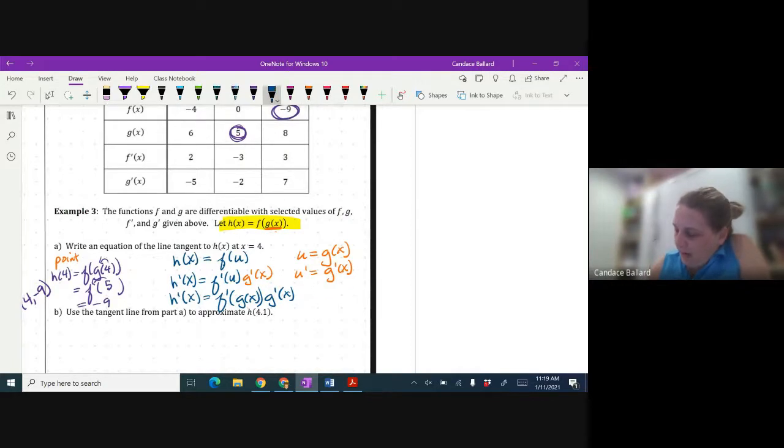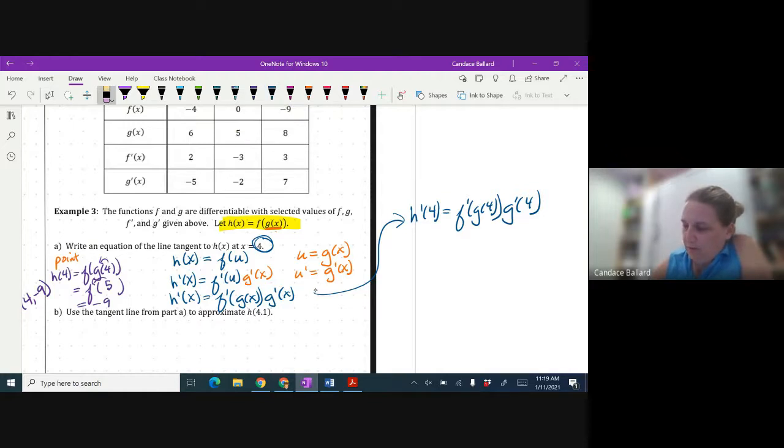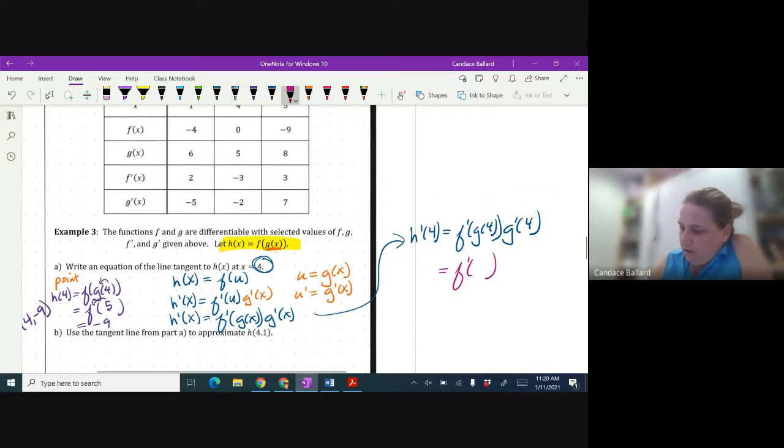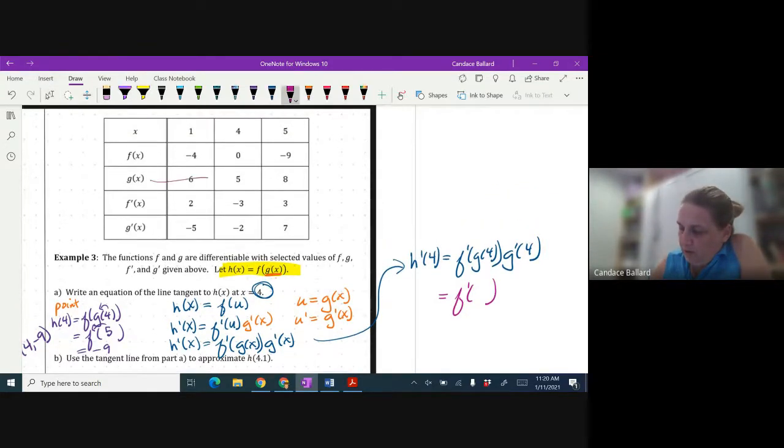Okay, so now I need to plug in this 4 to find the slope at 4. So h prime of 4 equals f prime of g of 4 times g prime of 4. All right, I'm going to erase my scribbles on my chart. So f prime of g of 4. So I'm going to go to g, and I'm going to read where it says 4, and it looks like I got 5.